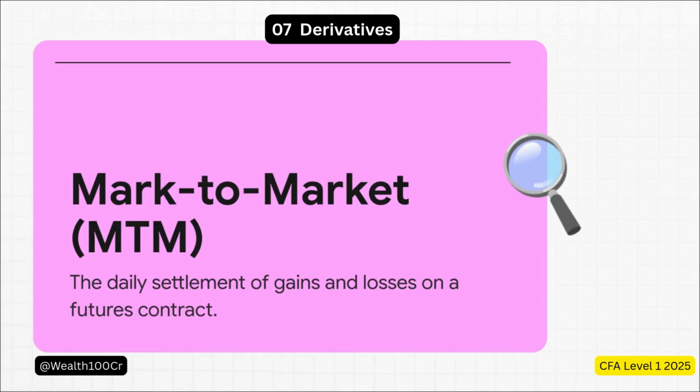And this daily process, it has a special name. It is called mark-to-market, or MTM. The best way to think of it is like a cricket match. After every day's play, they update the scoreboard, no? To see who is winning. MTM is exactly the same for Mr. Future's contract. Every day, they check the price and settle the profit or loss. So tell me, my students, who updates the score daily? Very good. It is Mr. Future.